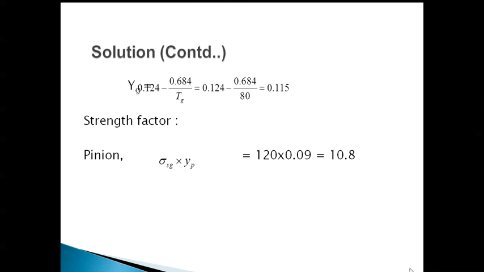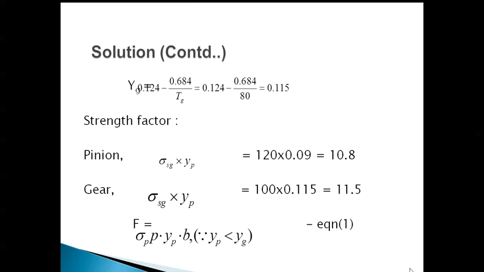equal to 10.8. So here the Lewis equation will be used on the weaker one. For finding the strength factor, it will be sigma into Y. For the pinion, it is sigma s into Yp, that is 120 into 0.09, that is 10.8, the strength factor for the pinion. For the gear, it is sigma into Yg, that is 100 into 0.115, that is equal to 11.5.